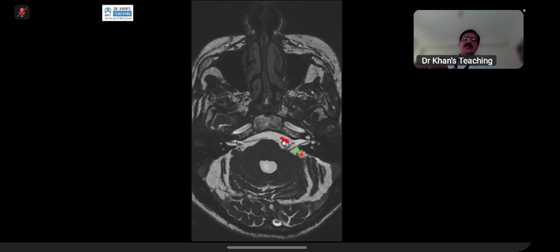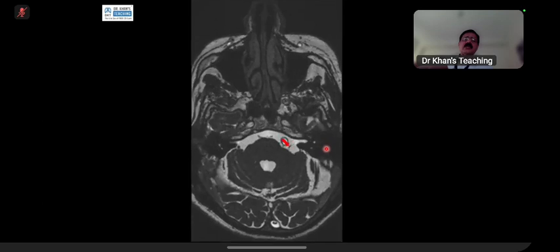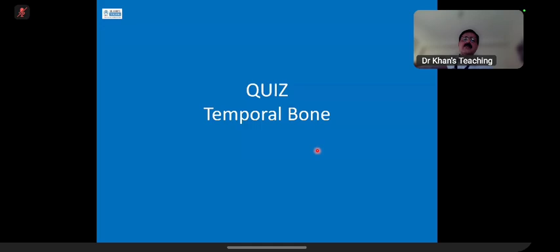Now you can see another nerve coming out, and this is superior to the level of the cochlea. So this is the facial nerve, and the bony part of it is better seen on a CT. Otherwise, this part is better seen on an MRI.